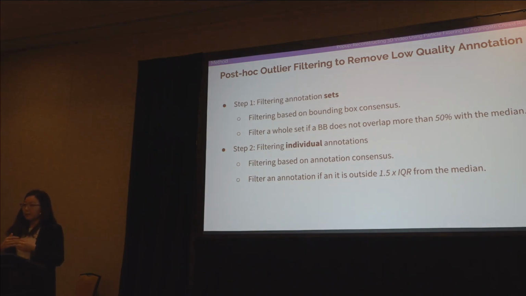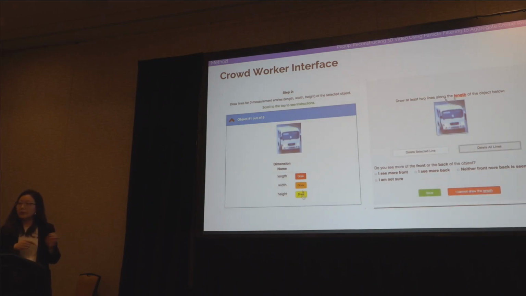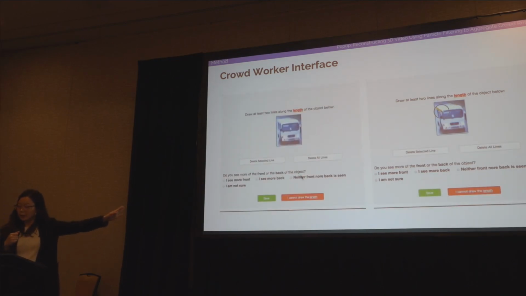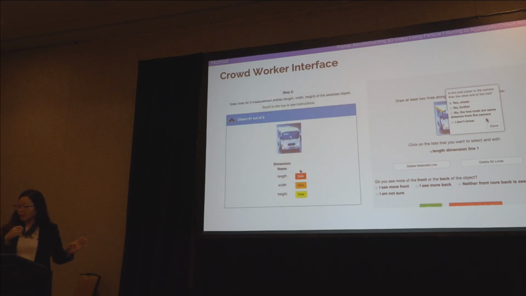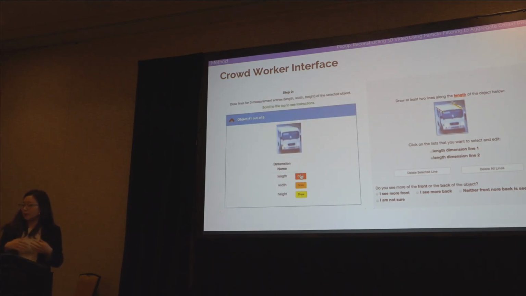And as the aggressive filtering, we applied 2 more filtering methods. One was filtering the whole annotation set from workers, and the other was filtering individual annotations from a set of annotations if it's considered low quality. And here's the worker interface. If you look at the right GIF image, you can see that workers can draw dimension lines, adjust them, add more dimension lines, or delete dimension lines if needed.